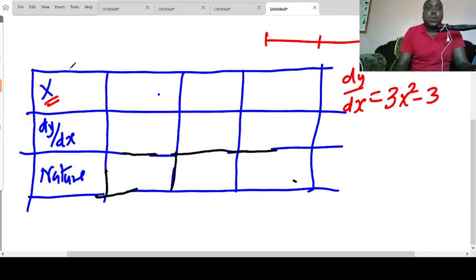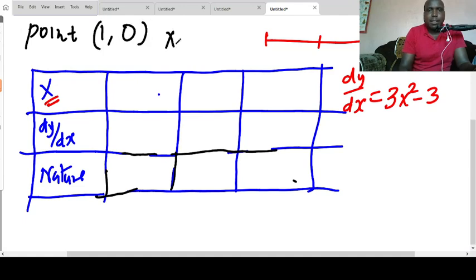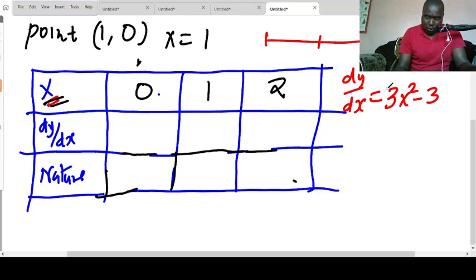Good. Now we're at the point (1, 0). At this point, the value of x is 1. So in these three columns, at the center, put the value of x, which is 1. Then find one number to the left of 1, that is 0, and one number to the right of 1, that will be 2. Now substitute these values of x in the gradient. If you substitute 0 here, the answer is going to be negative 3.